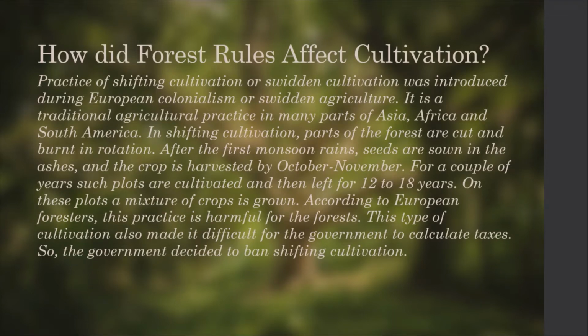In shifting cultivation, parts of the forest are cut and burnt in rotation. After the monsoon rains, seeds are sown in the ashes and the crop is harvested by October-November. For a couple of years, such plots are cultivated and then left fallow for 12 to 18 years. On these plots, a mixture of crops is grown.